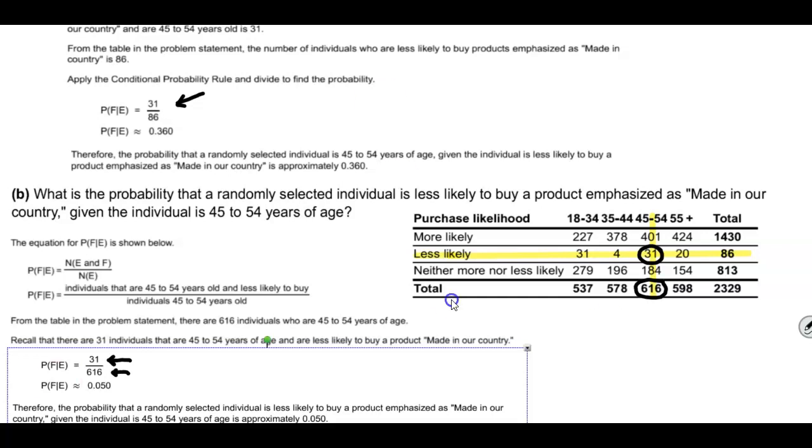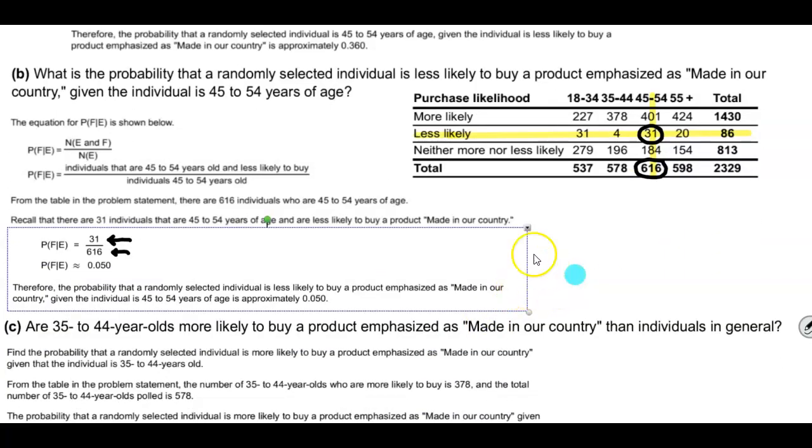And so now when we do the actual division, we end up getting the result 0.050. So therefore, the probability that a randomly selected individual is less likely to buy a product emphasized as made in our country, given that the individual is 45 to 54 years of age, is approximately 0.050.